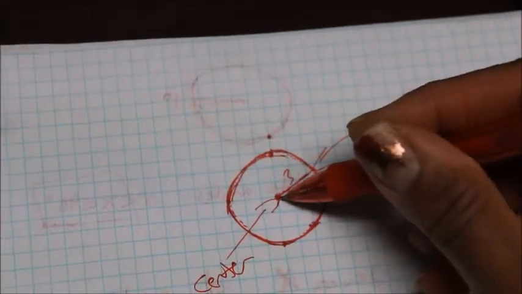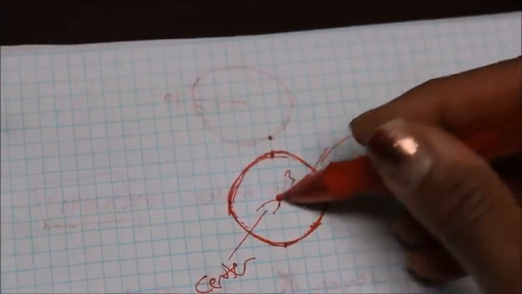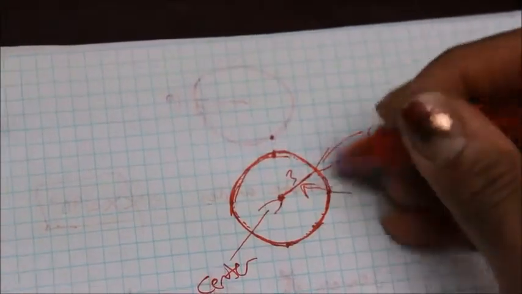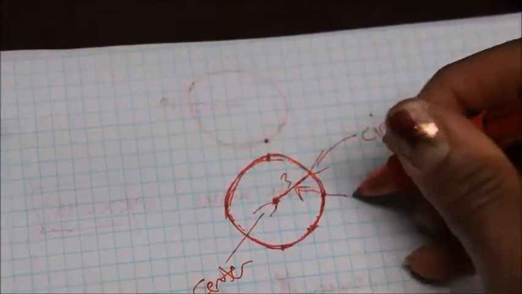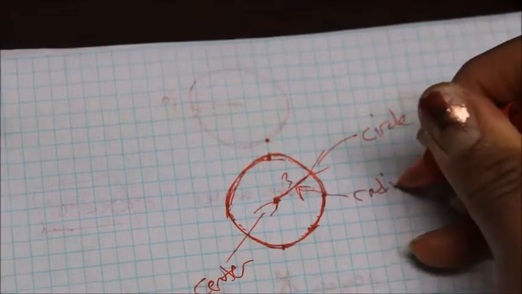So technically a center is not a part of a circle, but it does help us to define that circle. And the distance away from the center that we were trying to get, that is called the radius.